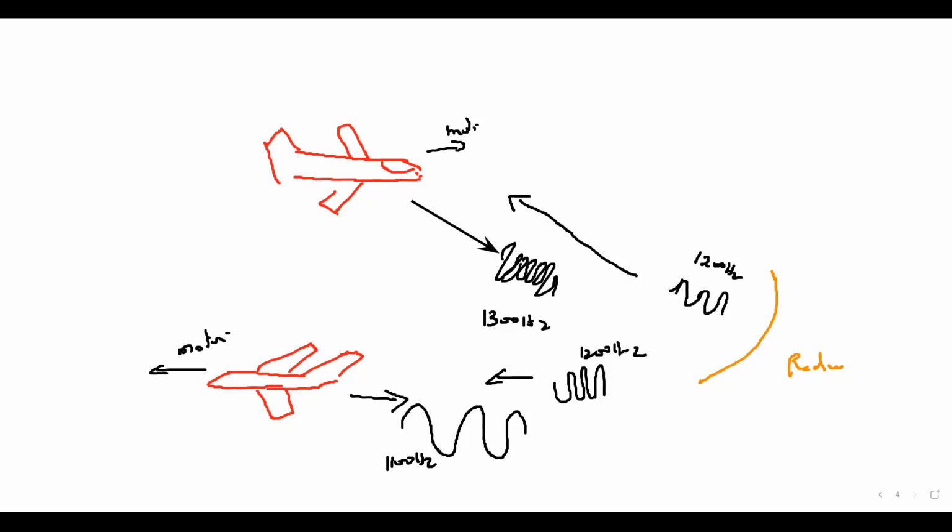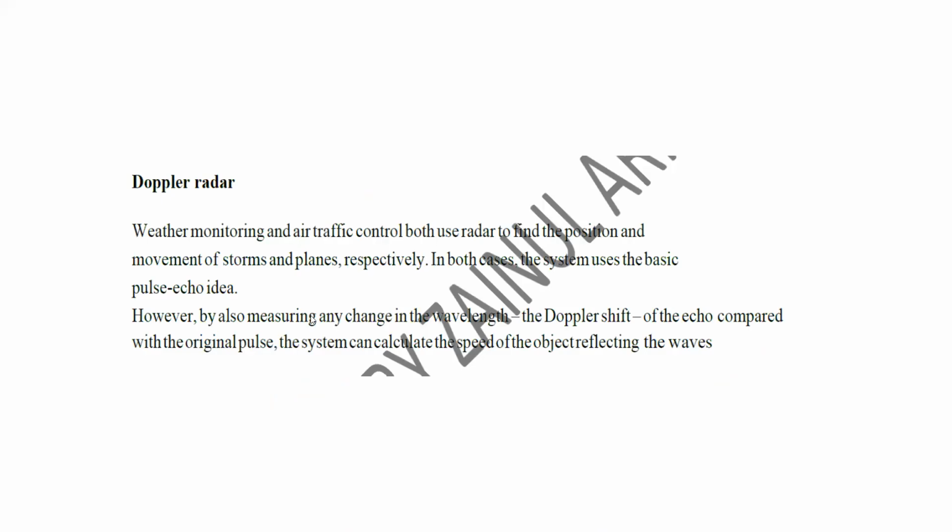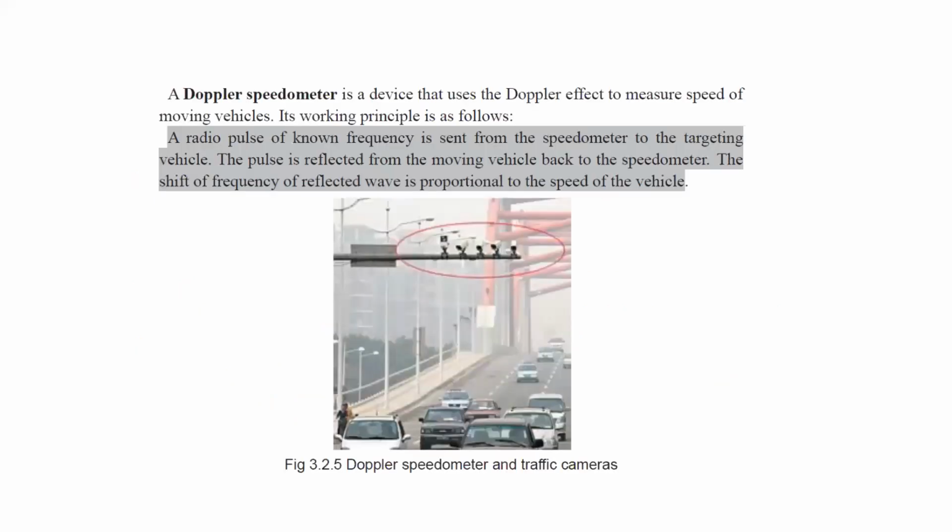Is this concept clear, how radars can be used? The same concept is used for monitoring the weather, like identifying whether a cloud system is moving towards or away. We can identify that by using the Doppler effect. And these cameras, Doppler speedometers, are used to identify the speed of a car. So the Doppler effect is used to measure the speed of a moving vehicle.